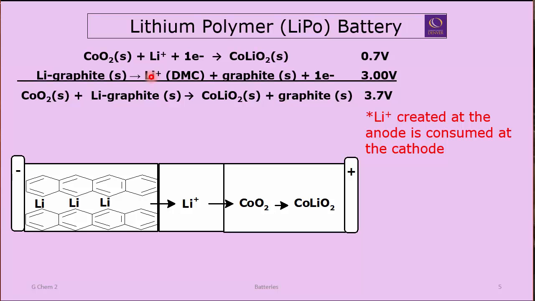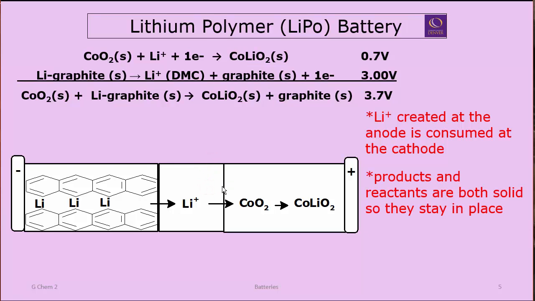But in this particular reaction, this migrates over to the cathode side, and then it's consumed by cobalt-4 oxide and makes this cobalt lithium oxide. So it's basically cobalt-4 going to cobalt-3, and that is how you prevent charge buildup. Again, the products and the reactants are in the solid state, so they're not moving around. The only thing that's moving is the lithium ion, which is created, and then consequently that has to migrate across.